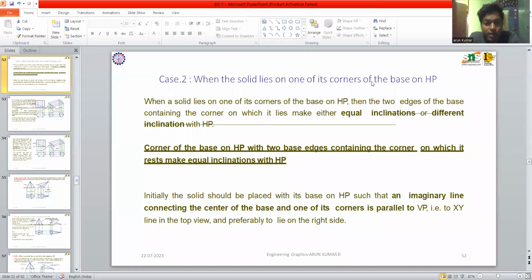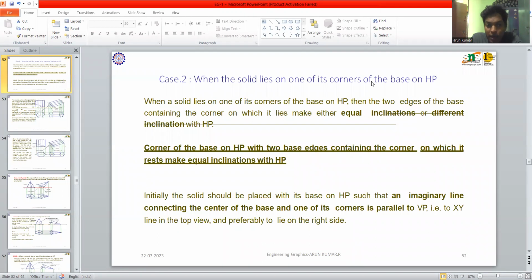Good morning. In this lecture series, we see the projection of solids under different conditions. The second case is when the solid lies on one of its corners, with the base on HP. When a solid, like a prism or pyramid, lies with one of its base corners on HP, then the two edges of the base containing the corner make either equal or different inclinations with the HP.